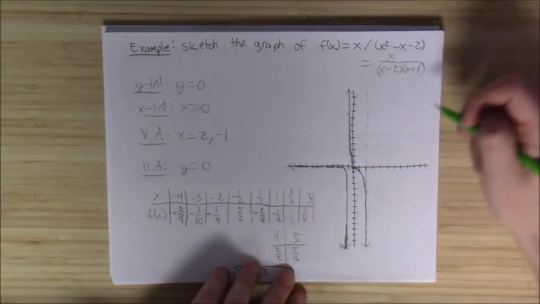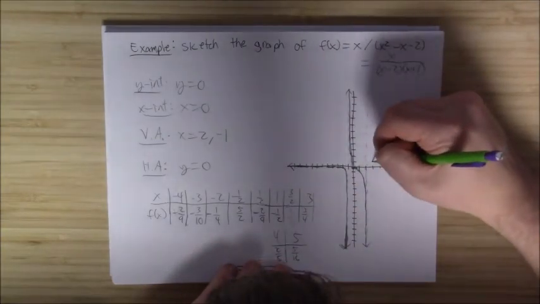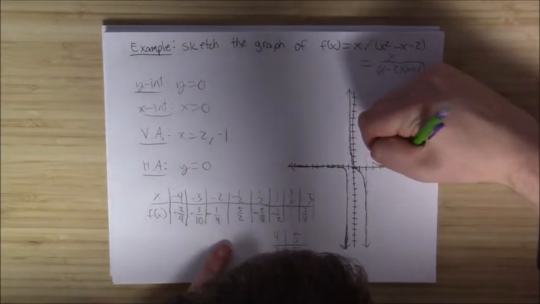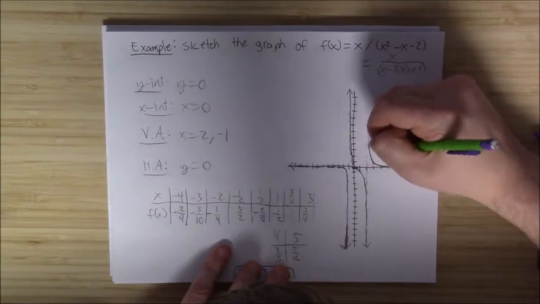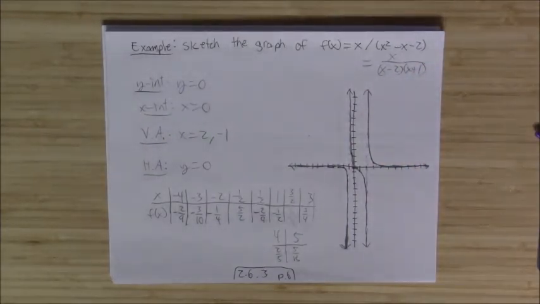In other words, what you get is 3/4, 2/5, so it's going to drop really quickly. But it should be going up this way as well. Okay, so that's roughly what the graph looks like.